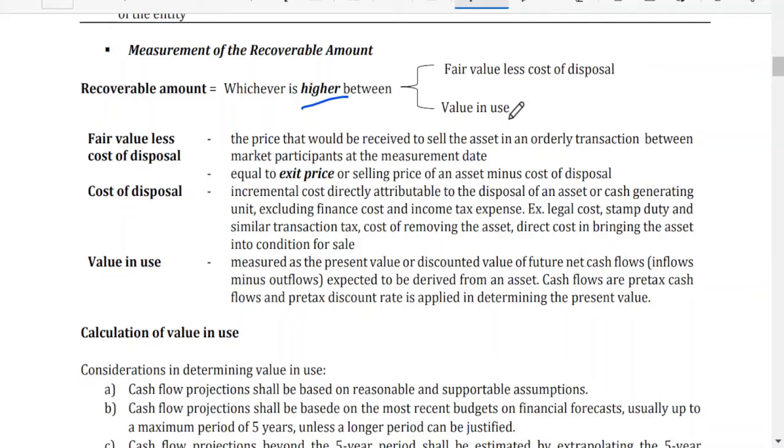But if the income, the net cash flows generated in the continuing use of the asset, is greater than the selling price of the asset if sold now, then it will be more beneficial to use the asset continually. Then you will choose the value in use. The fair value less cost of disposal is the price that would be received to sell the asset in an orderly transaction between market participants at the measurement date.